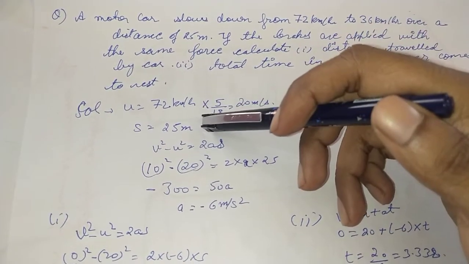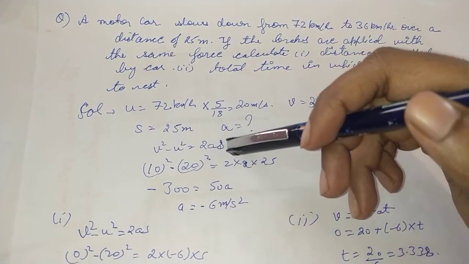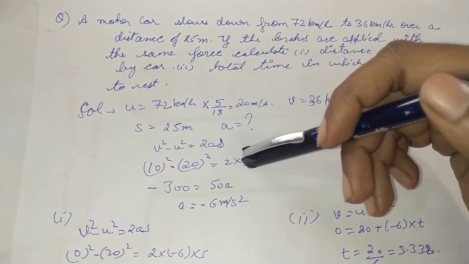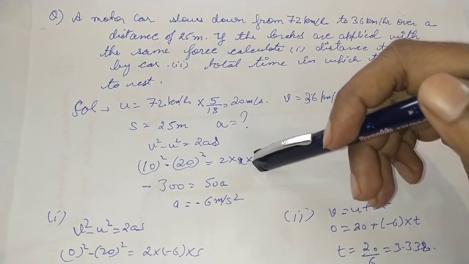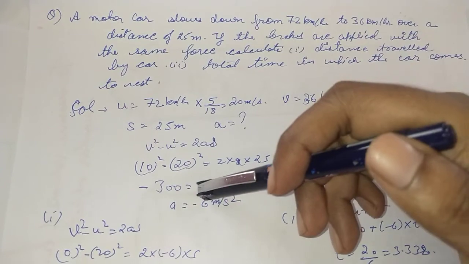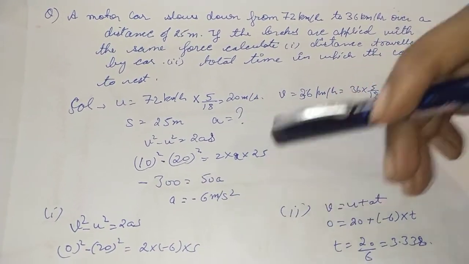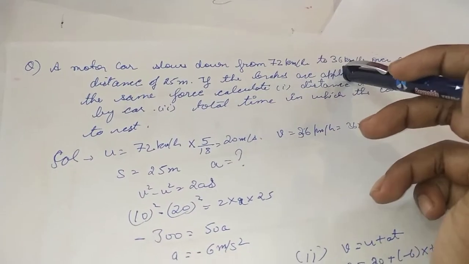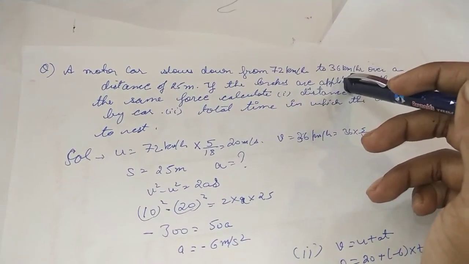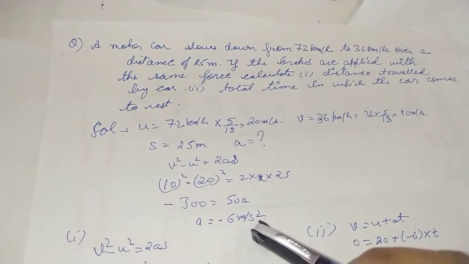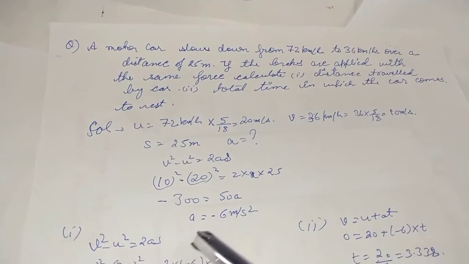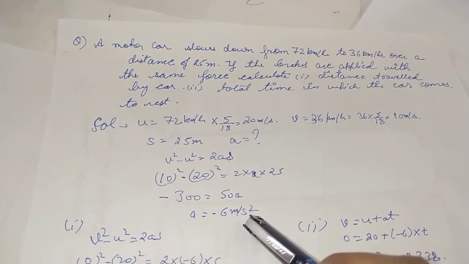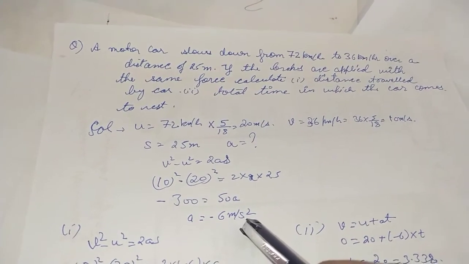Now the distance covered is this, so we are going to apply v square minus u square equals 2as. On substituting the value, s is known, a is unknown, so we come across a equal to minus 6. Minus 6, that means retardation, because the vehicle is slowing down and its speed is decreasing, so a will be negative. In the case of retardation we write only 6 meter per square second. Remember this thing.